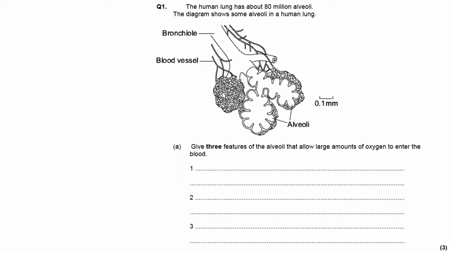Yeah, they're very small. So give three features of the alveoli that allow large amounts of oxygen to enter the body, into the blood. I like people to pause there and think for yourself about how three features allow large amounts of oxygen to enter the blood. Okay, you pause. Okay, we'll move on.